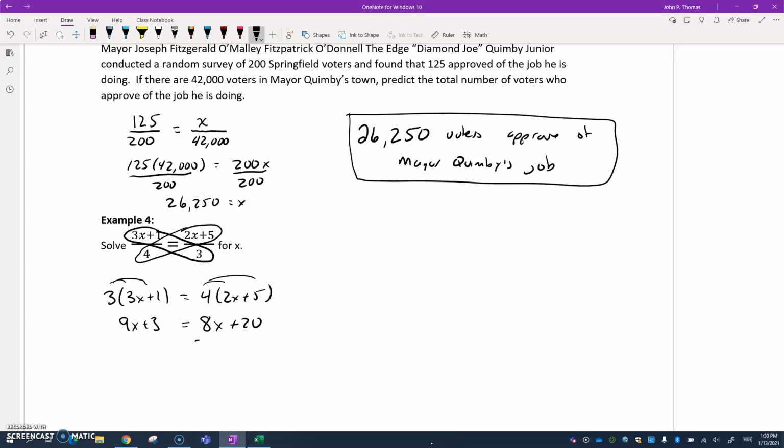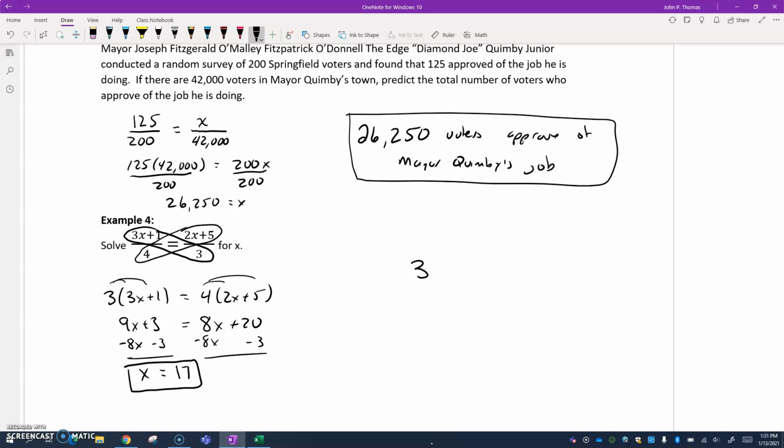All right, clean that up, I'll subtract 8x from both sides. I'll also subtract a 3 from both sides. So I get x equals 17. All right, and that would be my solution based on this original proportion. All right, and the method again is cross multiply.